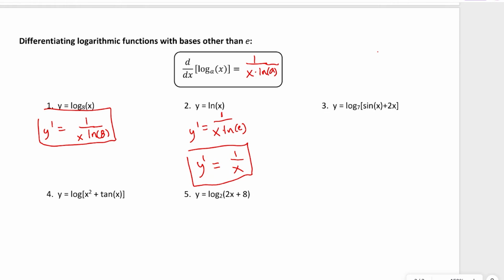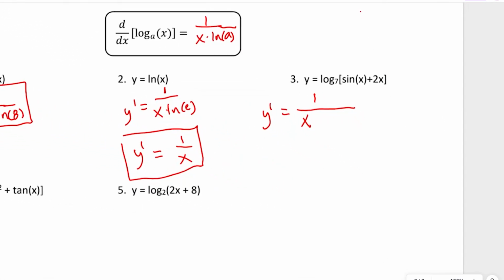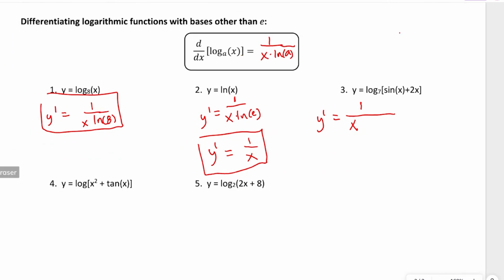Number 3, we're going to have to use chain rule here. So y prime is going to be 1 over, not x, sorry, it's got to be the thing that's inside there. So this sine x plus 2x times the natural log of the base, so natural log 7. Then, using the chain rule, we multiply that by the derivative of the inside, which is cosine x plus 2.